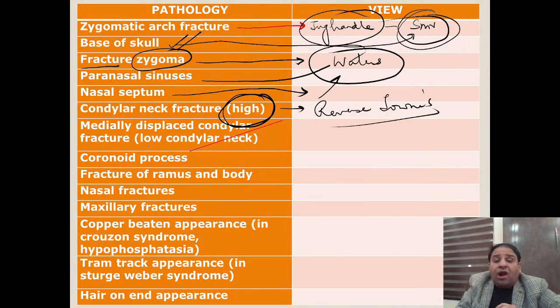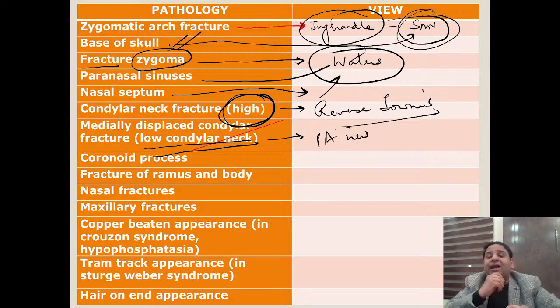However, low condylar neck fractures are best seen in PA view.